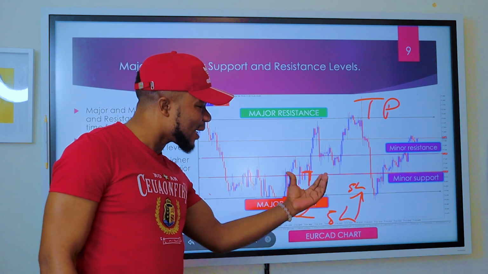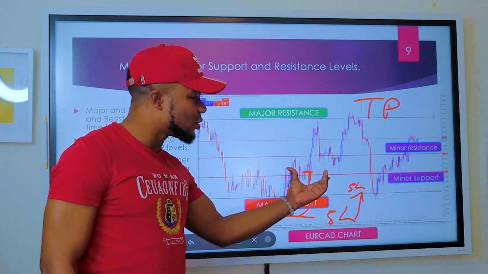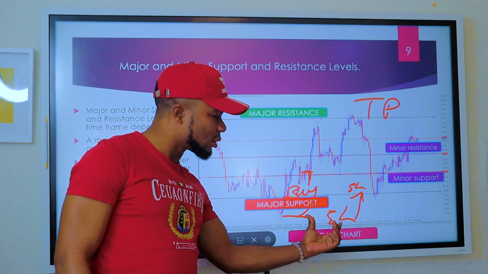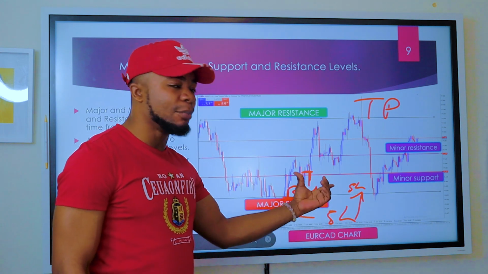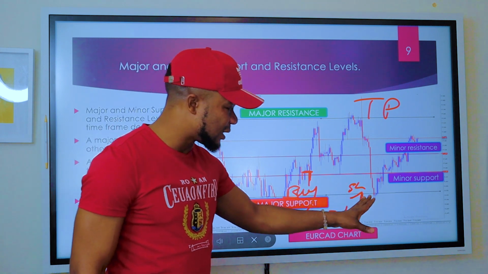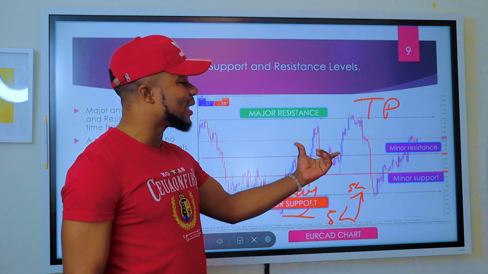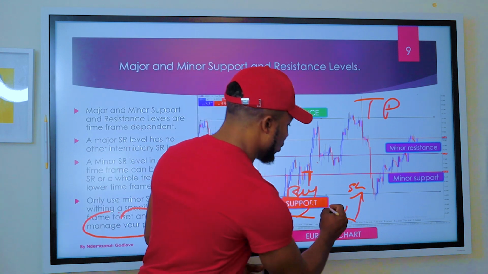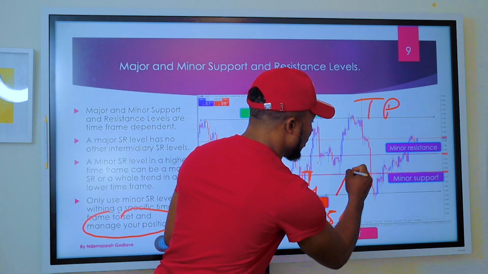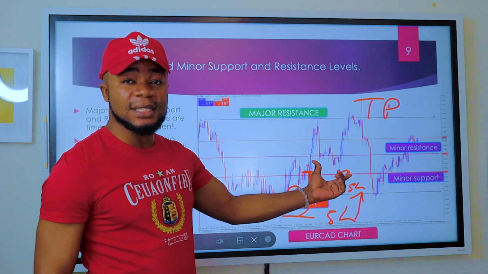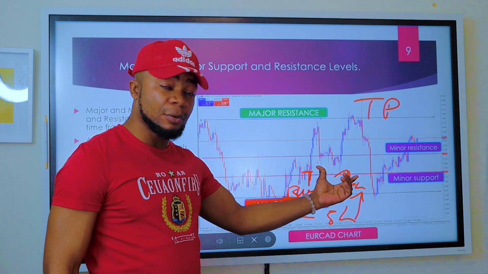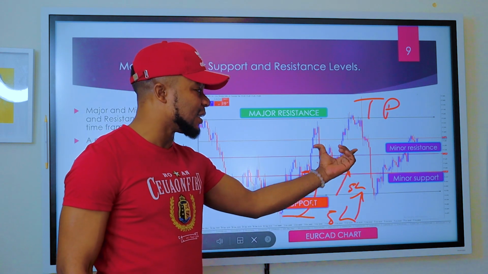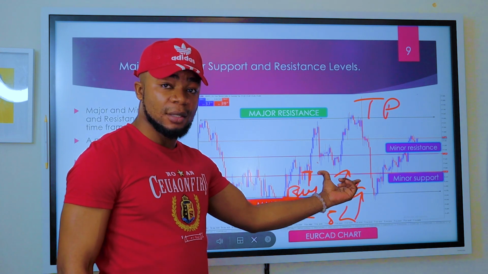So as soon as the market gets to the first minor support and resistance, I take my stop loss and put it at break even. Once it is at break even, I wait. As soon as the market gets to the next minor support and resistance, what do I do? I take my stop loss from break even to the previous minor. So my stop loss will move from here to here. Remember, the price is here, so I'll put my stop loss here and I'll be waiting.